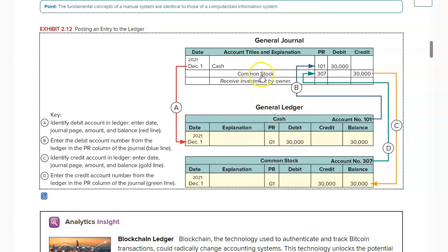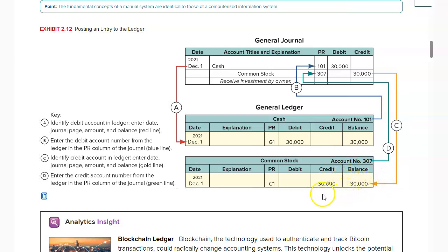The second thing, we find the credited accounts. We notice it's common stock, so we find that in the ledger. It's a credit of $30,000. We're going to put it in the credit transaction column, and enter it in the balance. Now this is a debit balance, and this is a credit balance. I know this because I know that cash has a debit balance and it's an asset. Common stock has a credit balance. I know this. You have to know this too.